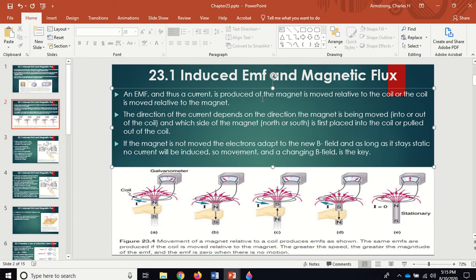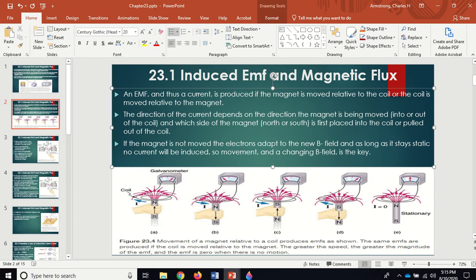Oops, that should be "if." If the magnet is moved relative to the coil, or the coil is moved relative to the magnet. So an EMF and thus a current is produced if the magnet is moved relative to the coil or the coil is moved relative to the magnet. It doesn't matter either way. As long as the coils experience a changing magnetic field, the current's going to be induced. It doesn't matter whether the magnet moves or the coil moves relative to the magnet, that's still motion.